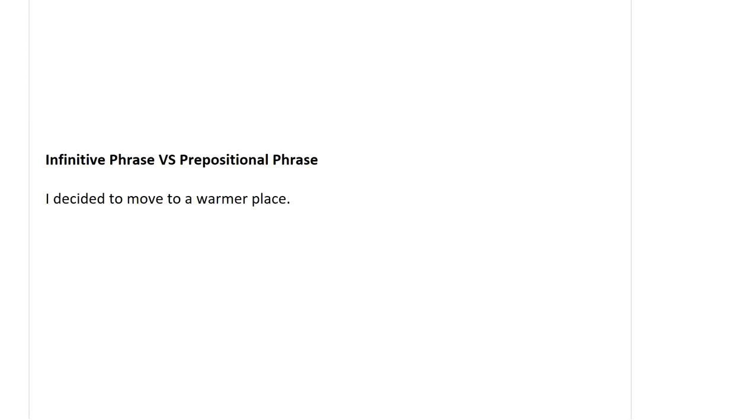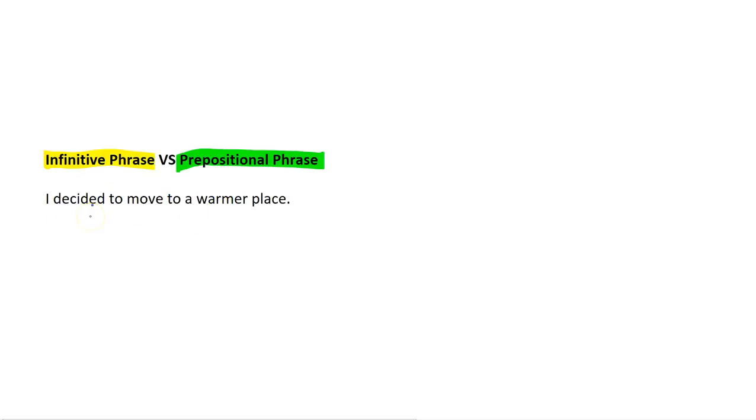The infinitive phrase versus the prepositional phrase. So look at this sentence very carefully. There is a prepositional phrase in the sentence and there is an infinitive phrase. Take a minute and see if you can find the difference. I decided to move to a warmer place. Whoops, look, the word to is in here twice, so we need to be careful.